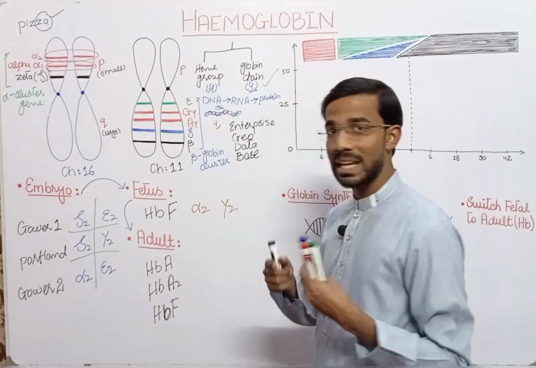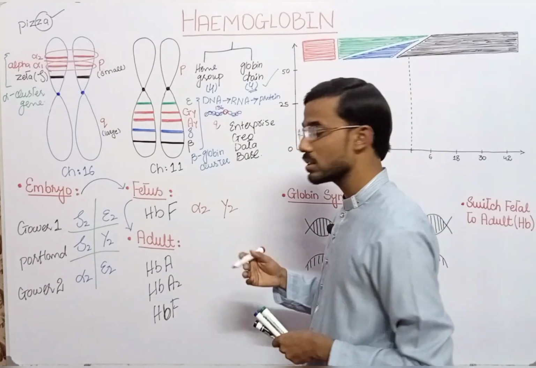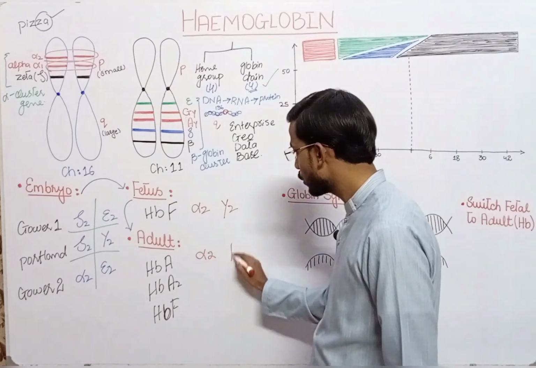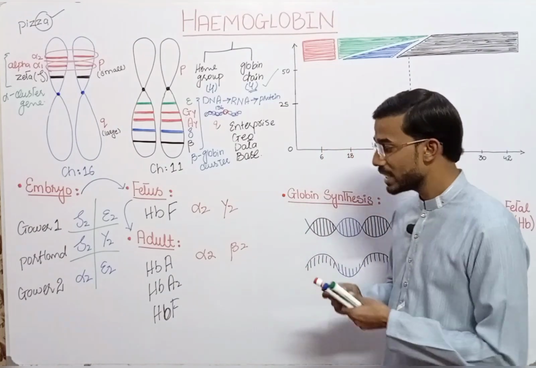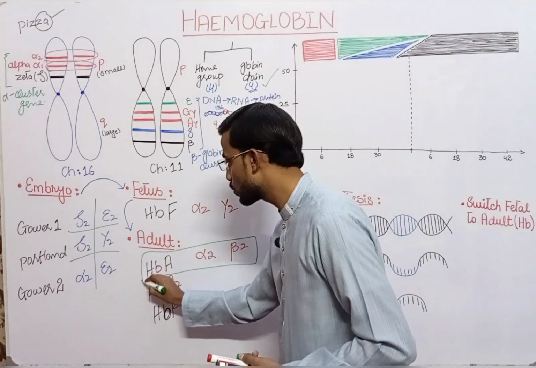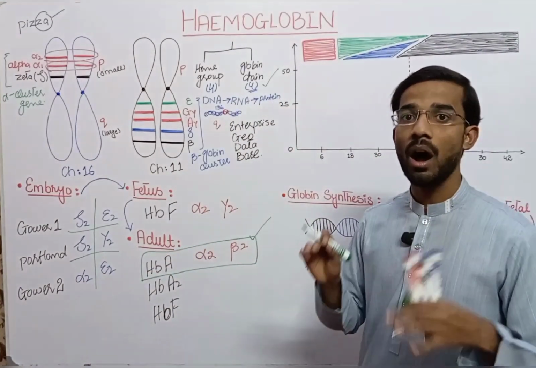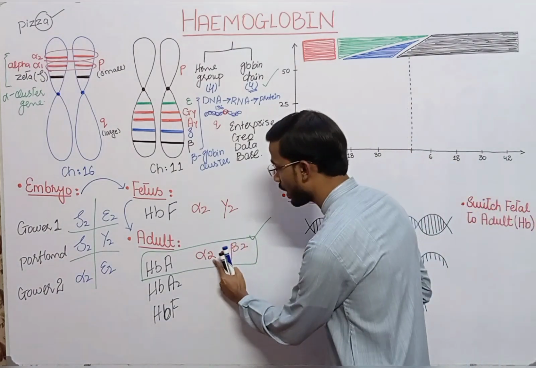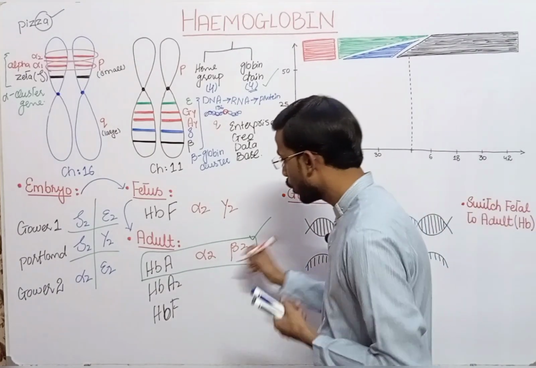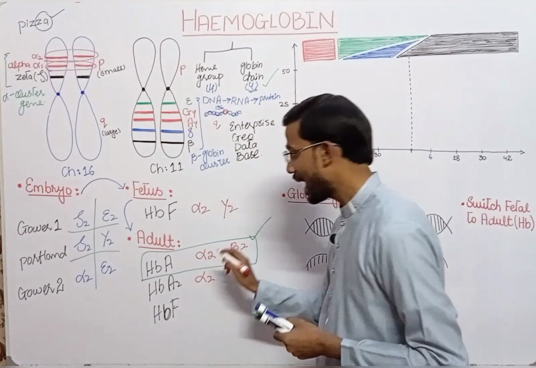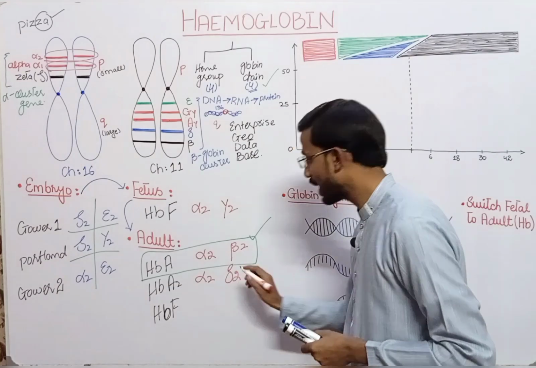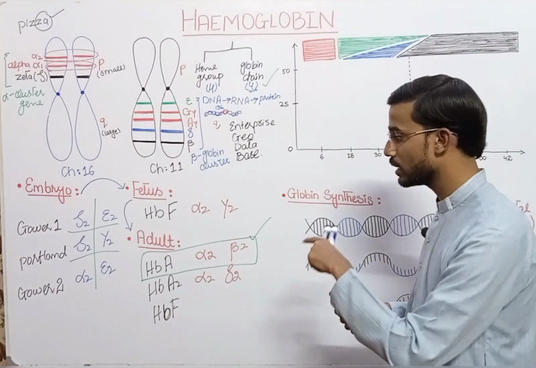So hemoglobin A has 2 alpha and 2 beta chains. This hemoglobin is very common in the adult, and this is very important from the exam point of view. So 2 alpha and 2 beta. Next is hemoglobin A2. It contains 2 alpha and 2 delta globin chains.